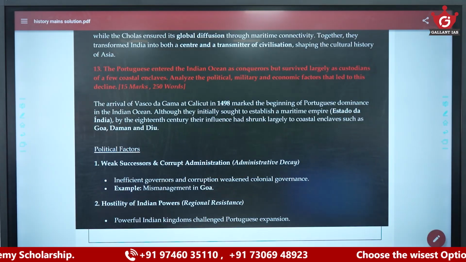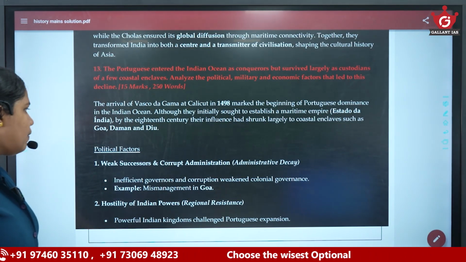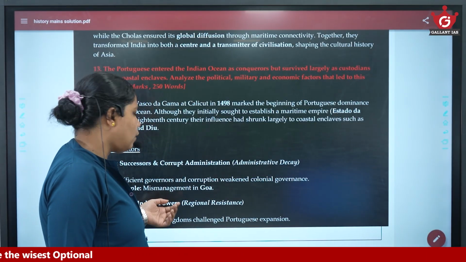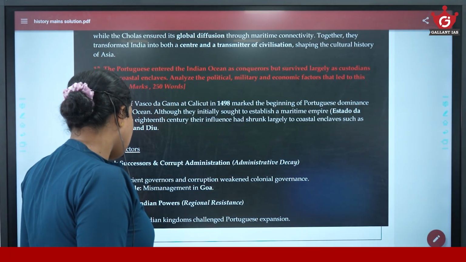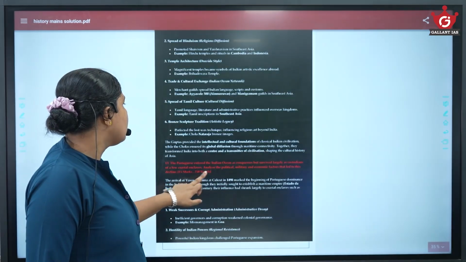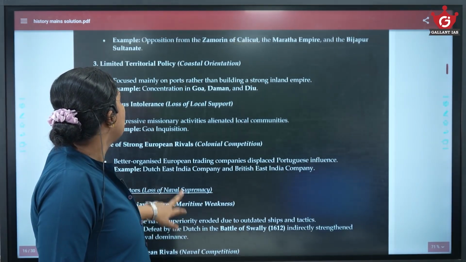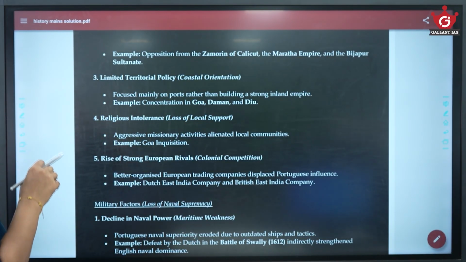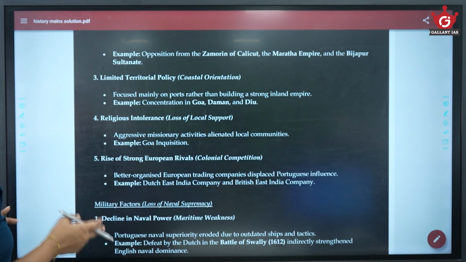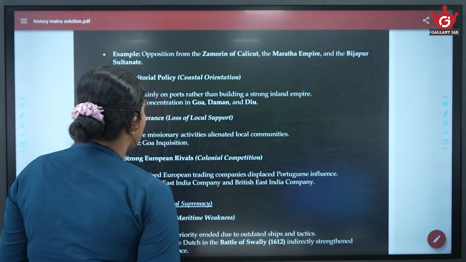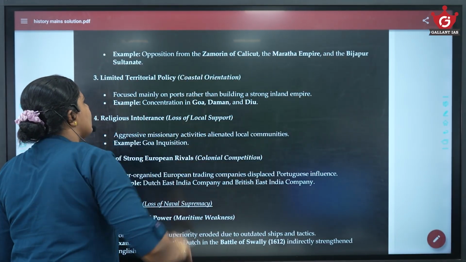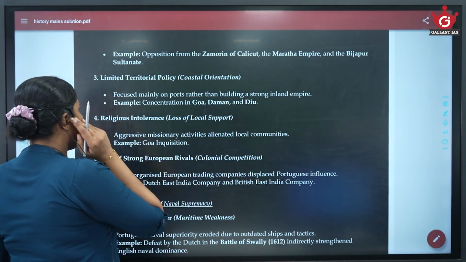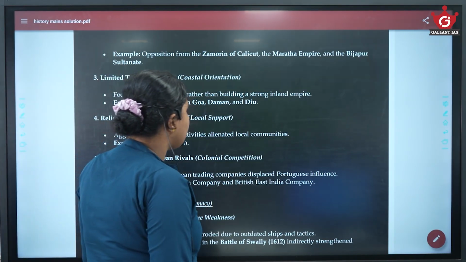First one is weak successors and corrupt administration. Inefficient governors and corruption weakened the empire. For example, you can give mismanagement in Goa. Hostility of Indian powers. Powerful Indian kingdoms challenged Portuguese expansion. For example, you can give opposition from the Zamorin of Calicut, the Maratha Empire, and the Bijapur Sultanate. Next is the limited territorial policy. It was more coastal oriented, focused mainly on ports rather than building a strong inland empire. For example, you can mention the concentration on Goa, Daman and Diu.